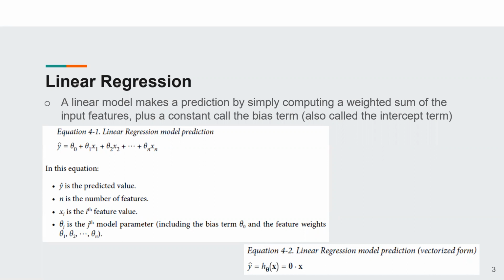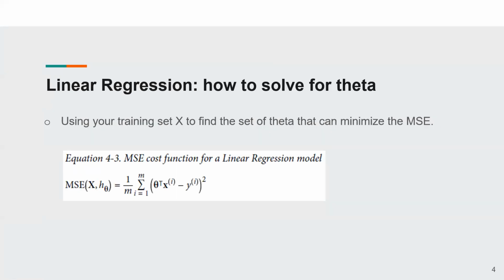So in this equation, y estimate is the predicted value, n is the number of features, xi is the i-th feature value, and theta j is the j-th model parameter, including theta 0 as the intercept term. This model you could also represent using the vectorized form on the bottom right-hand side, which would be theta dot product x equal to y hat, which is the y estimate. The question is, how can we come up with an estimate of theta?